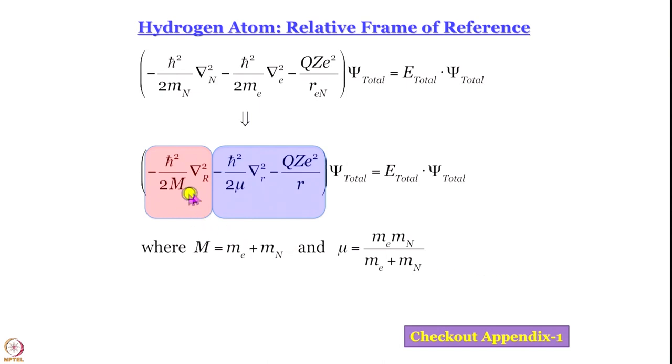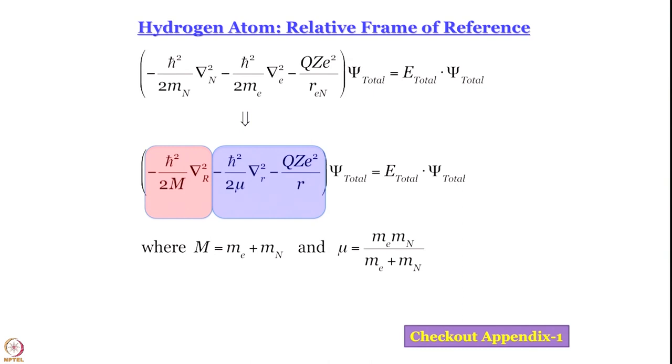But what is important to see, the reason why we have two colors of highlights, is that the first term is minus h cross square by 2M, remember, capital M is the total mass of the atom, del capital R square. So, this would be the kinetic energy term of the center of mass. The second term is minus h cross square by 2 mu. What is mu? The reduced mass, multiplied by del small r square. So, the second term is the kinetic energy term of the electron with respect to the nucleus.